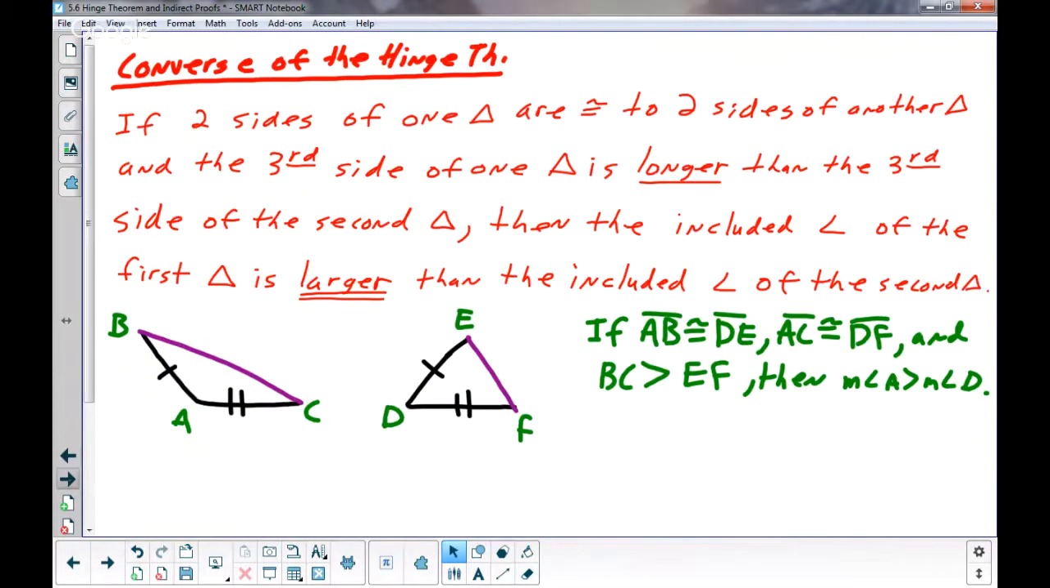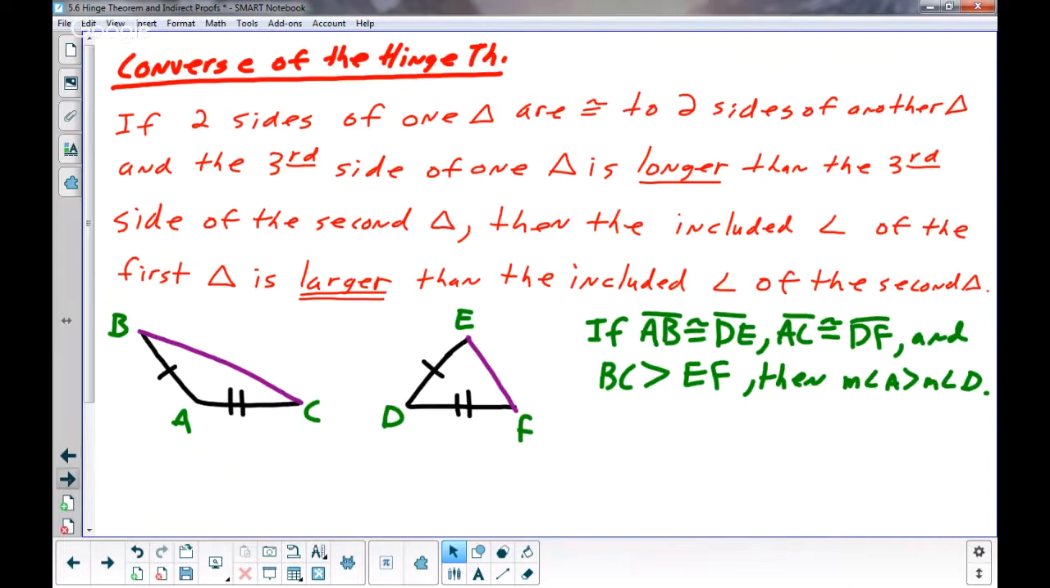And of course, just like last class, we had the converses. So we also have the converse in the Hinge Theorem. And it states, two sides of one triangle congruent to two sides of another triangle, and the third side of one triangle is longer than the third side of the second triangle, then the included angle is larger than the included angle of the second one.